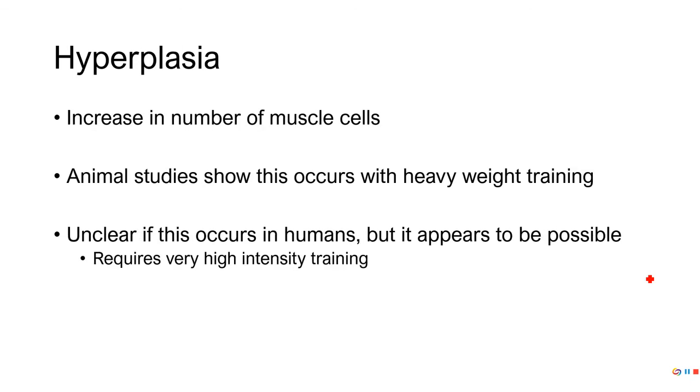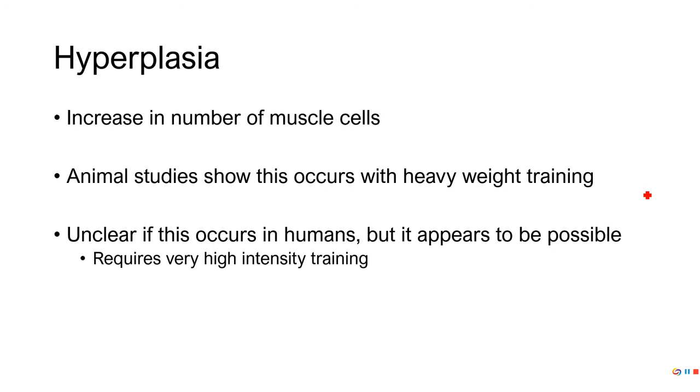So on the other hand, we have hyperplasia. This would be where we have an increase in number of muscle cells. This is something that's very difficult to study in humans. There are animal studies that show that this happens, and it happens when these animals are put under heavy weight or heavy stress situations. Like I said, it's hard to study in humans because it's really hard to measure and keep track of those. But it might be possible.